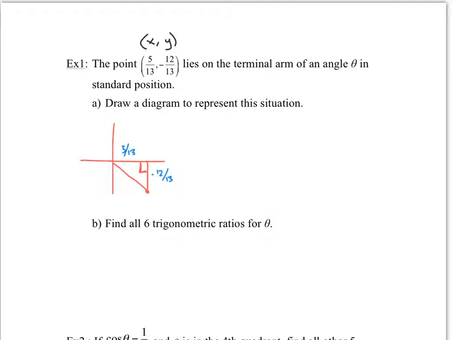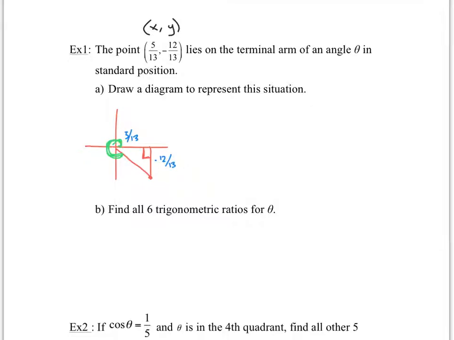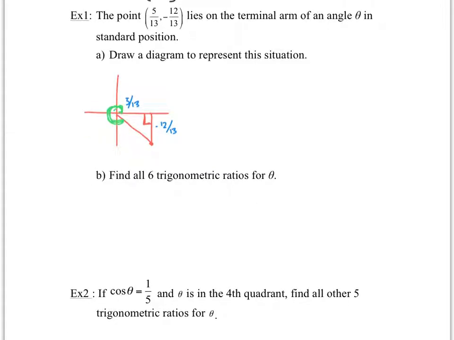The point lies on the terminal arm of an angle in standard position. The angle we're playing with here, which is often misunderstood, the angle in standard position, would be the angle all the way around starting from the x-axis. Now we're asked to find all 6 trigonometric ratios for that angle. Even though the angle is that full angle around, all we have to do is deal with this angle here, and this angle specifically will let us find all trigonometric ratios.